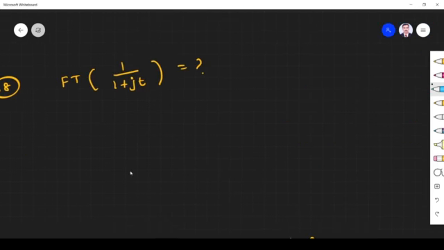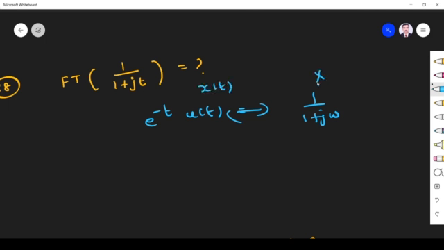Next one, Fourier transform of 1 by 1 plus jt. So what is the thing? We know Fourier transform of e power minus t u of t is equal to 1 by 1 plus j omega. Let us assume this is x of t, this is x of omega. We know one property called duality property. For that, if capital X of omega is the Fourier transform of x of t, then the Fourier transform of capital X of t is 2 pi into x of minus omega.